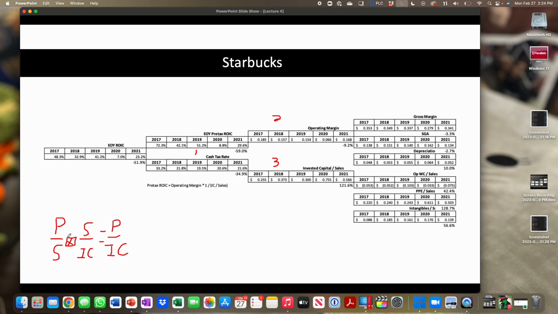Now I've made one change on this tree that you should be aware of, which is that driver number 3 on this tree is the reciprocal. Instead of S over IC, I did IC over S. This is IC over S. And this is P divided by S. Okay, so these are the two parts of the algebraic equation. All right, you might say, gee, why did he do that? Why did he take the reciprocal for the second part of the tree? And the answer is because I want everything per dollar of sales so that we can add that up.